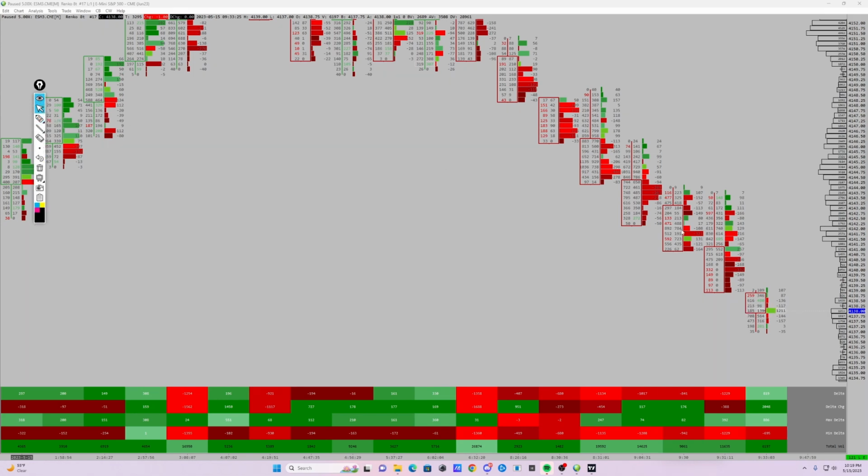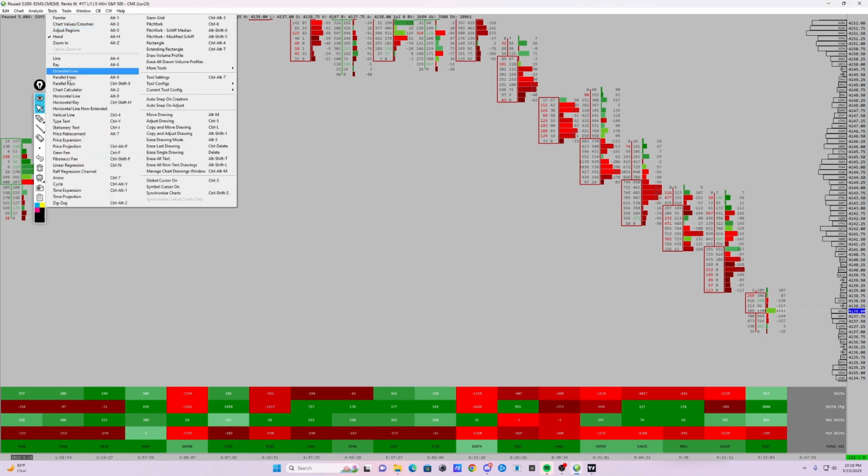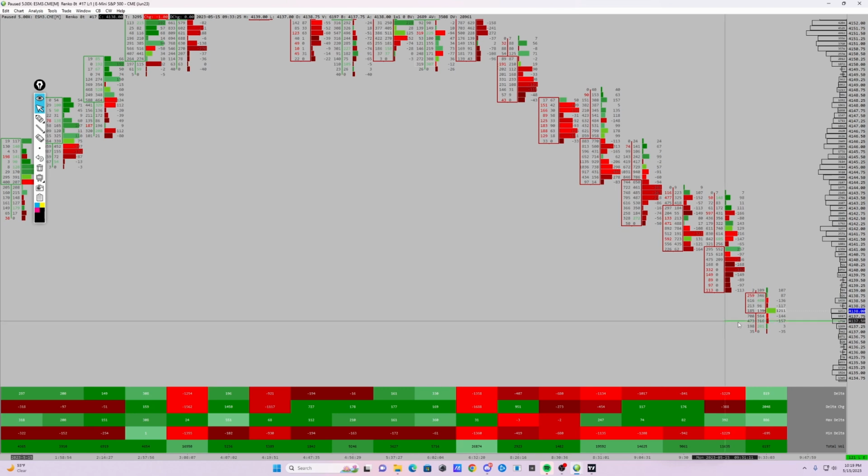So what do I typically do when I see something like this? I like to get my tools out, and I'll grab a horizontal line, and I'll just drop it right on top. And I leave it there. That's it. I don't take a trade off this. I just drop it right in this area.